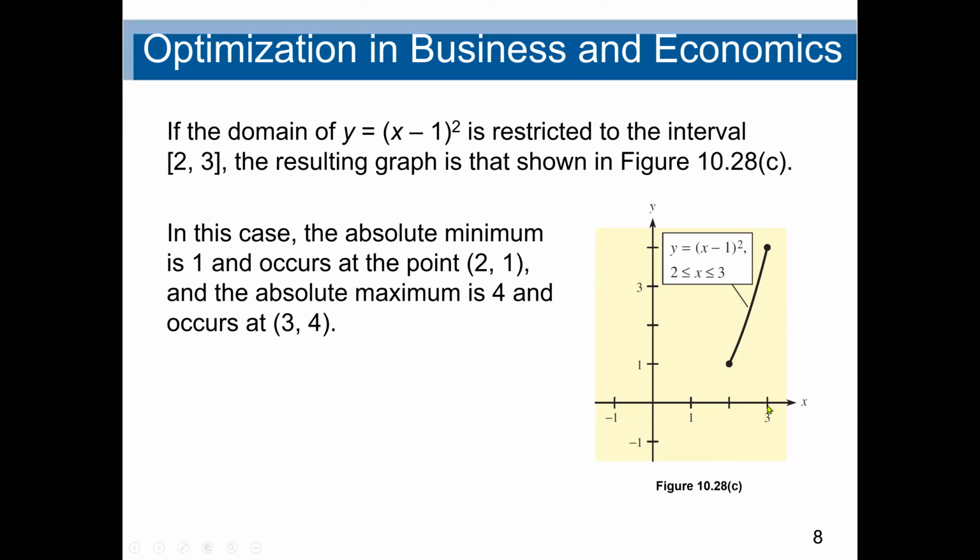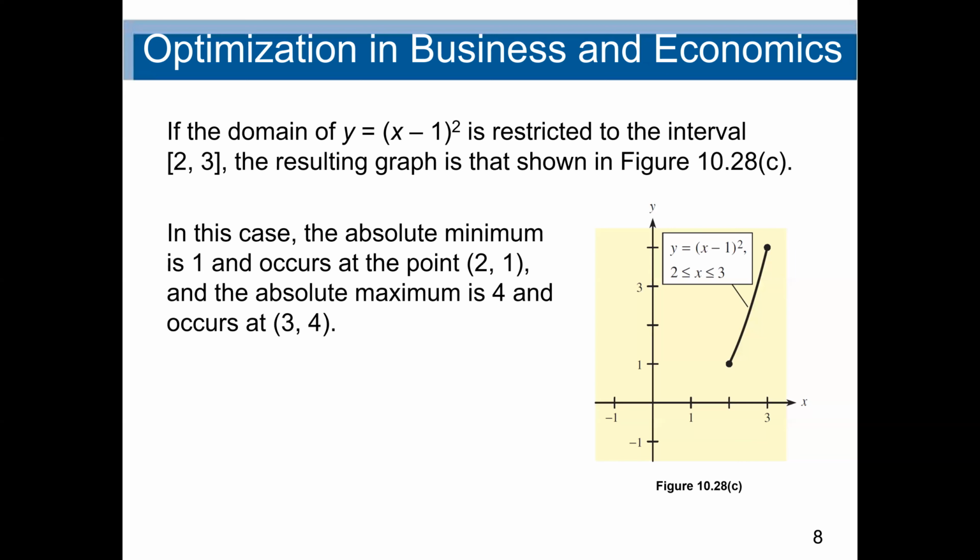But this is based on the domain. The domain is up to 3. Maybe if the domain were up to 4, the absolute maximum would go up more. So when we are looking for absolute maximum or minimum, it's quicker because we don't need to find the intervals where the function is increasing and decreasing. But with relative, you have to find them, because a relative maximum is the point where the function changes from increasing to decreasing. A relative minimum is the point where the function changes from decreasing to increasing.